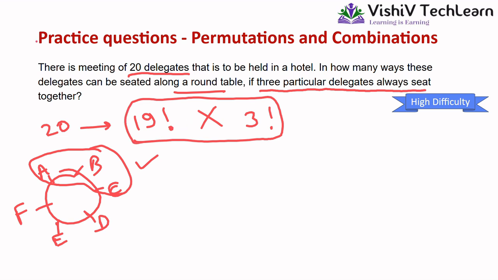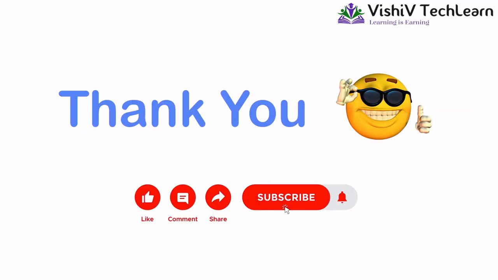Got it? So you can calculate 19 factorial multiplied by 3 factorial, and that will be the correct answer. So this is how questions on permutations and combinations can have different logics. The more you practice, the more confident you will become in this topic. So my sincere request will be, do as much practice as possible.